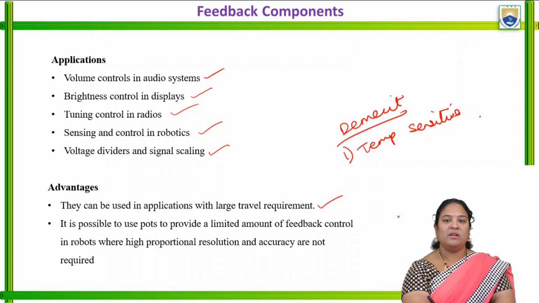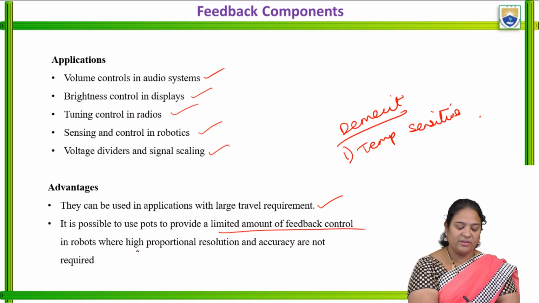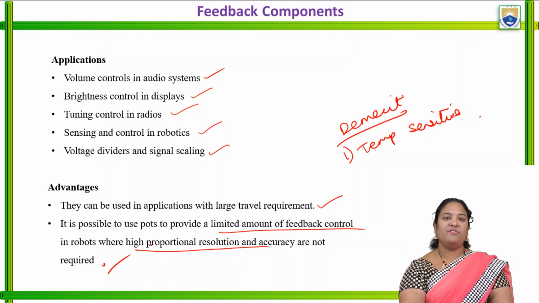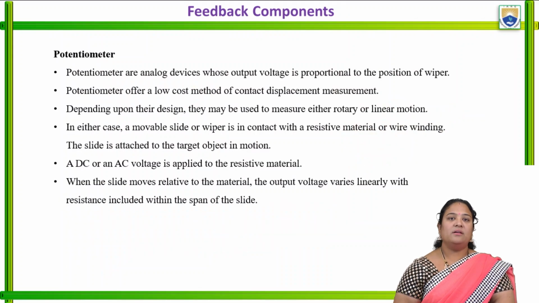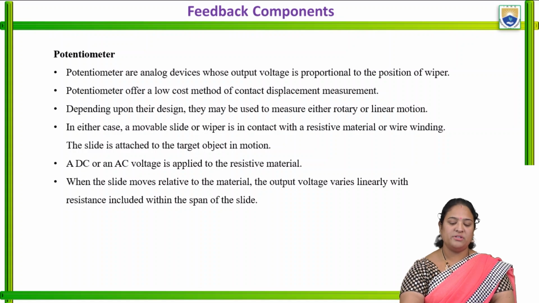and they can be used for a limited amount of feedback control, and also where high resolution and accuracy are not a particular requirement. So these are a few of the advantages of the potentiometer, whereas one of the disadvantages is that it is temperature sensitive. Right. Generally, potentiometers are analog devices, which give an output voltage proportional to the position of the wiper, as we have discussed in the earlier figure.